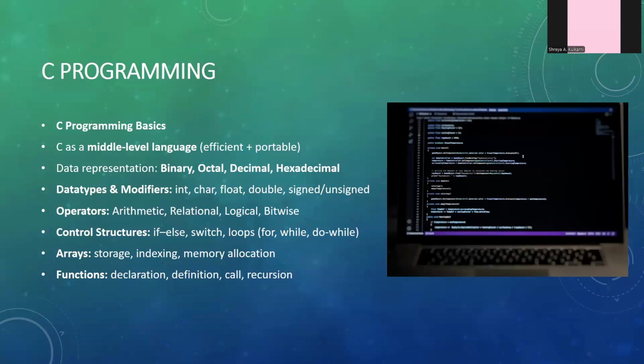Next, we moved on to data types and modifiers. So the data types that are available in C are int, char, float, double, signed, and unsigned. In int, you can store any integer, positive, negative, it doesn't matter. In char, we can store a single character. The main difference between char and string is that char is a single character and it should be enclosed in a single quote. And for strings, we will use double quotations.